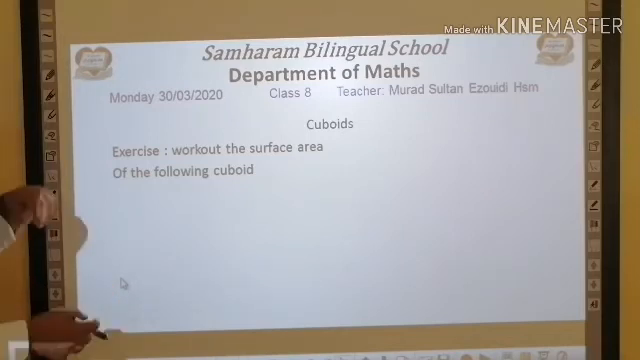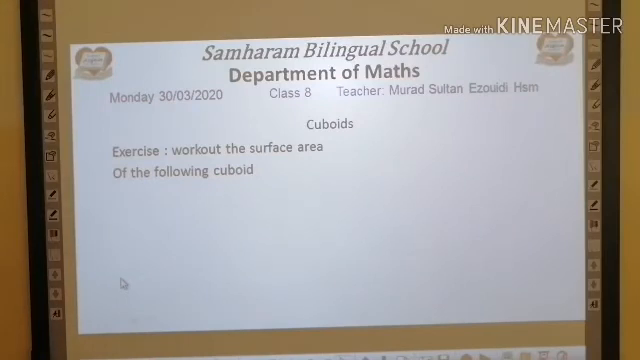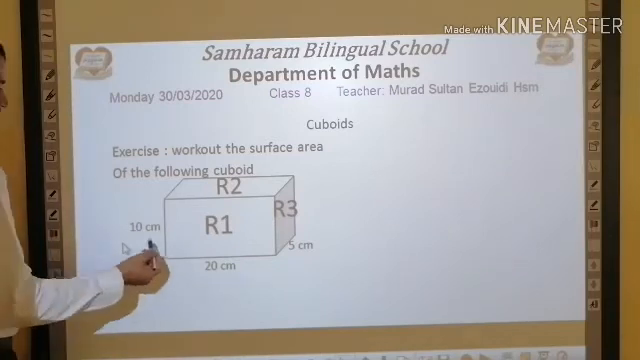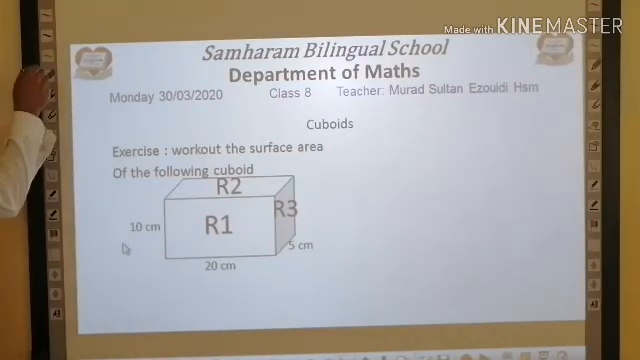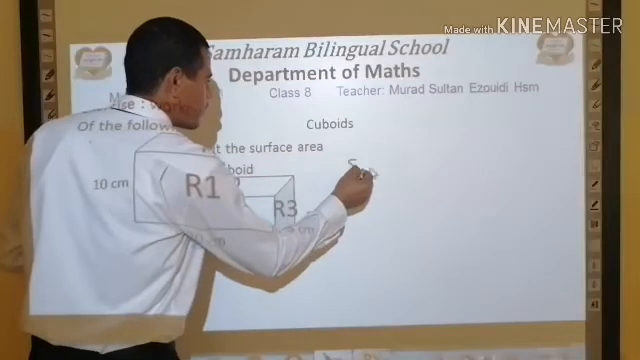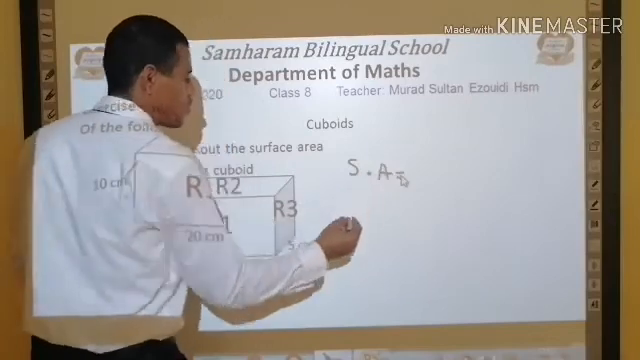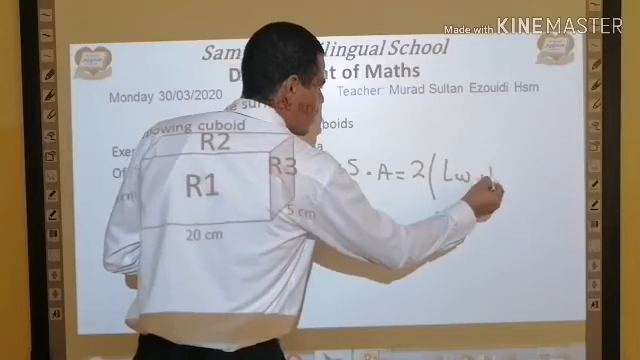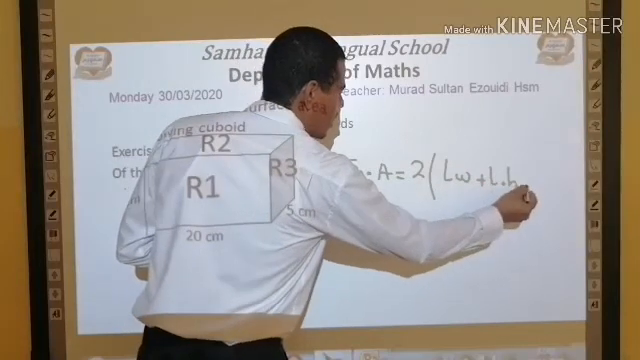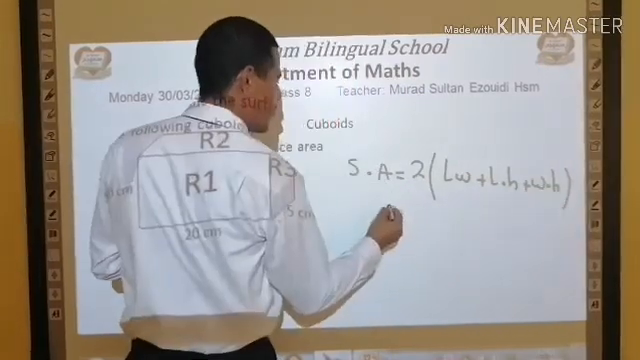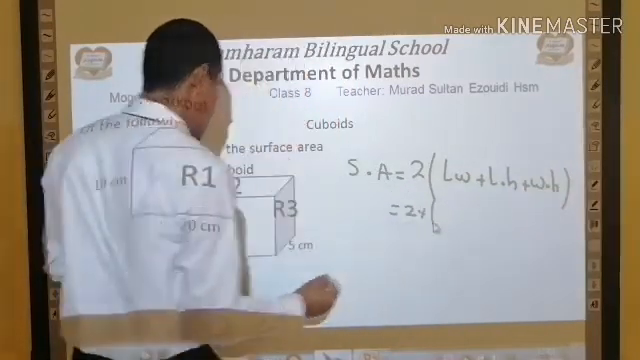Exercise. Work out the surface area of this cuboid. Here we have a cuboid. So, surface area is what? Surface area is 2 times length multiplied by width plus length multiplied by height plus width multiplied by height. Okay, it will be equal to 2 times length, which is what?